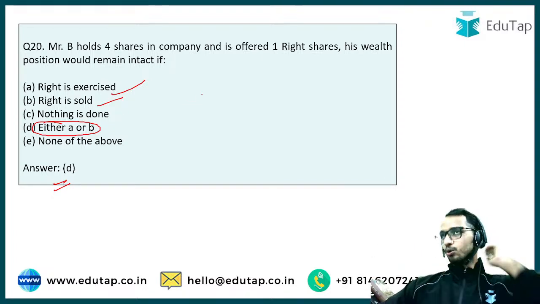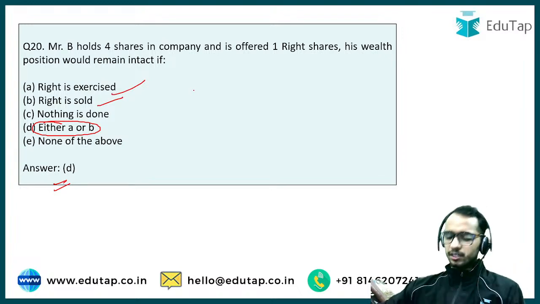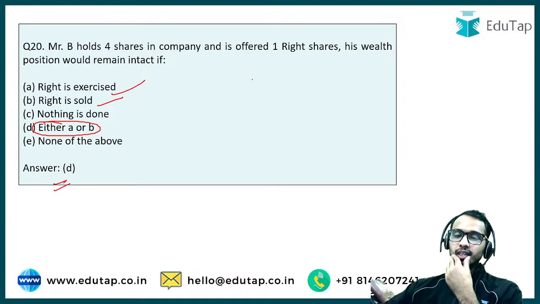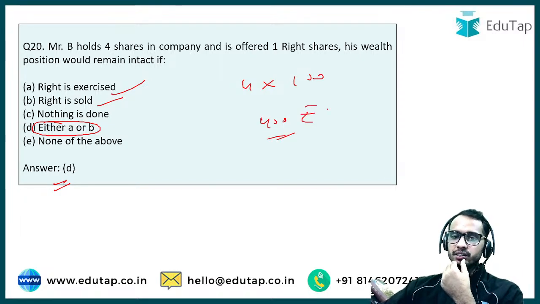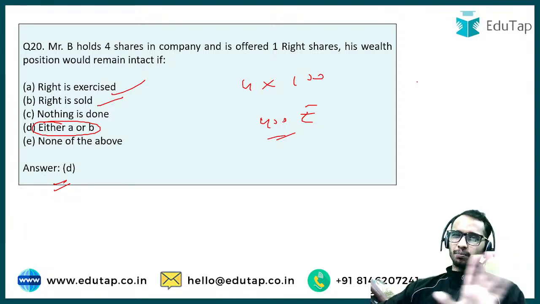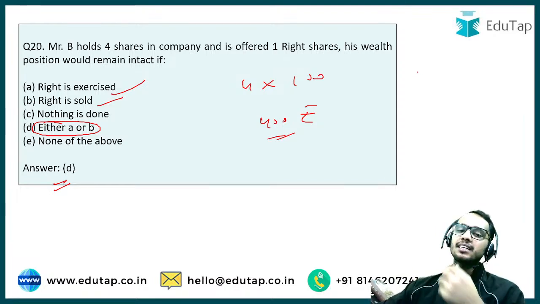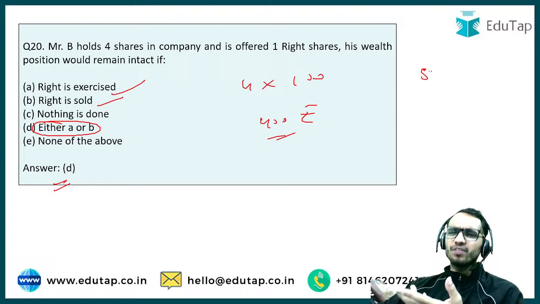I'll tell you the scenario. Let's take a hypothetical scenario. Suppose you have 4 shares of 100 rupees each, so now it is worth 400 rupees. After the right issue, let's suppose it gets a value, just a hypothetical example, don't take it literally. I'm not teaching you mathematics, I'm just teaching you commerce and accounts. So let's take after the right issue, it goes to 75 or 50.